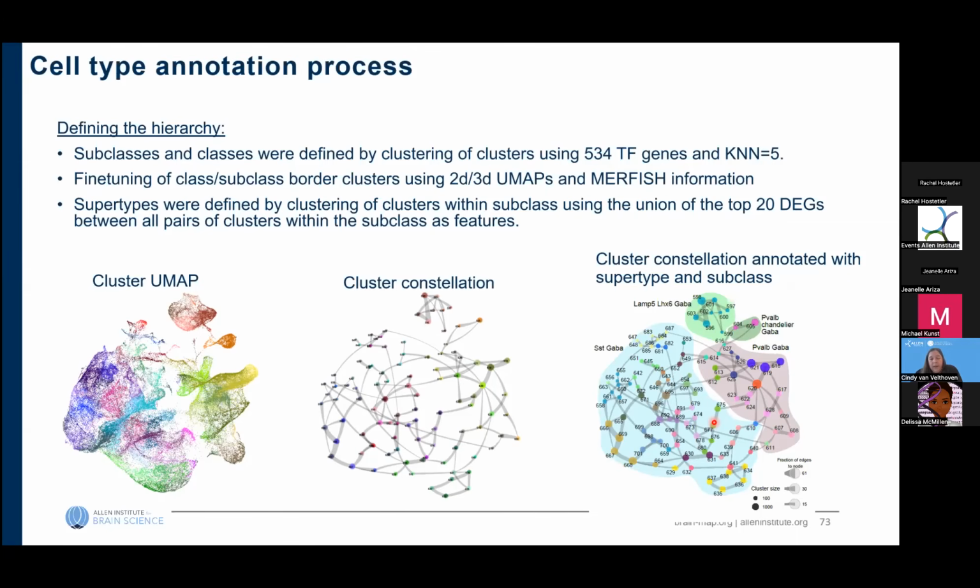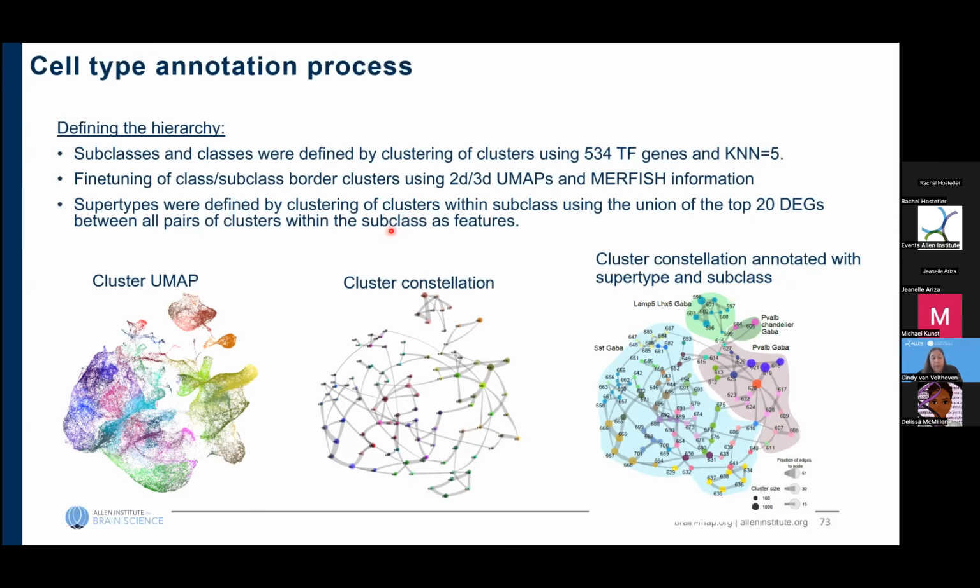all the different levels. And each of these levels that we identify, we fine-tune what the borders are using different versions of UMAPs and very specifically the Merfish information. So for example, this is a cluster UMAP for one specific group of cells. And we can turn this into a constellation, which is essentially a summary of the UMAP. Each node represents a cluster. The size of the node represents the number of cells that were in that cluster. And the links between each of the nodes show how connected or how similar the different clusters are within the data set. So we start with this blank looking constellation.